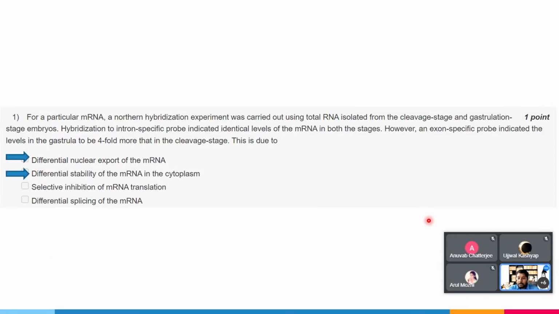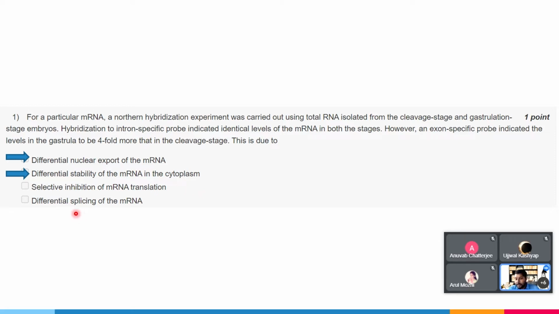Thus, to answer our particular question, there may be two ways in which this differential mRNA expression can be seen: via differential nuclear export of mRNA, so in the gastrulation stage the mRNA is allowed to be exported from the nucleus and then be translated, and by the differential stability of the mRNA in the cytoplasm. In the cleavage stage, there are particular proteins that detect the particular mRNA and degrade it, so that there is no possibility of an exon-specific probe detecting the presence of the mRNA. So these are the two answers.